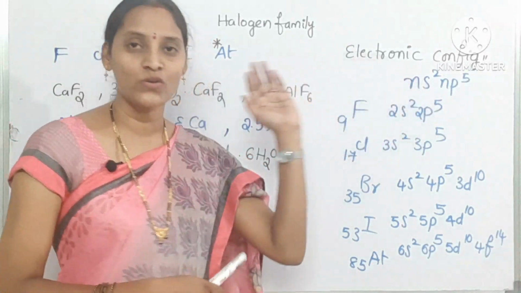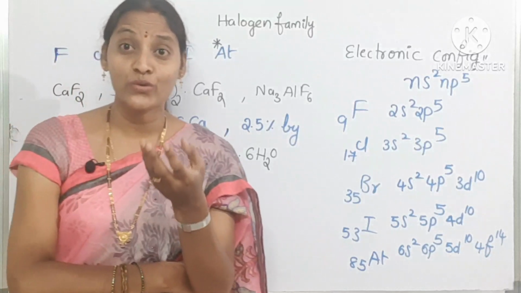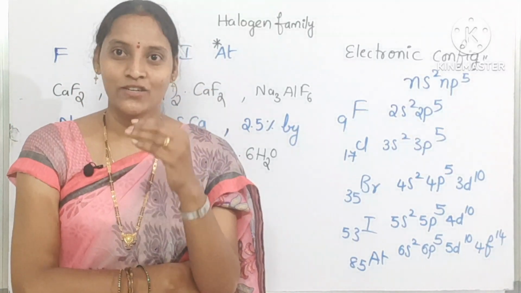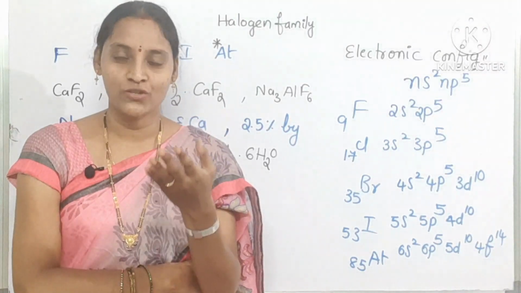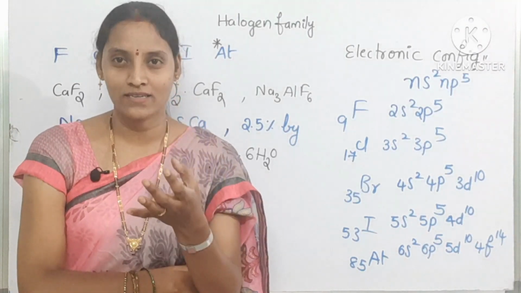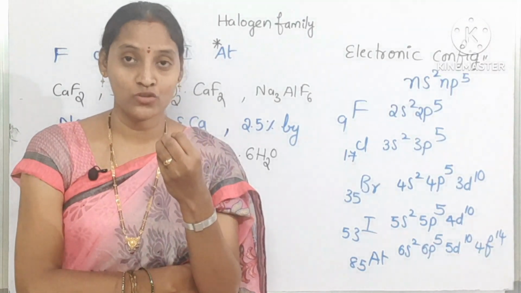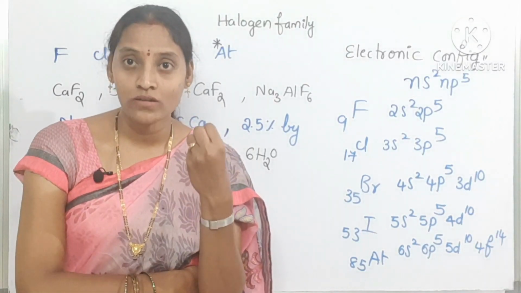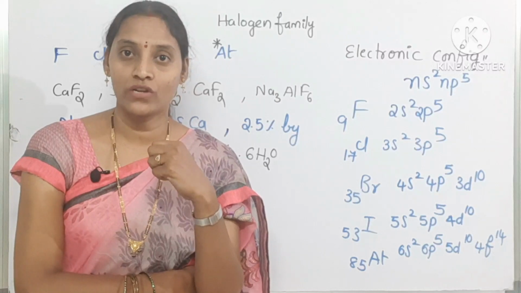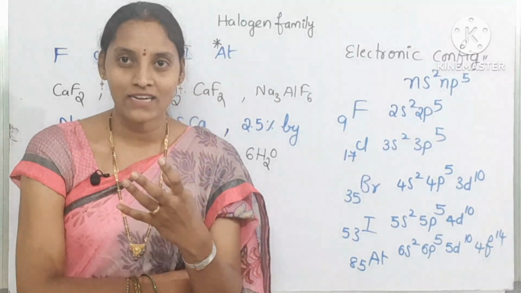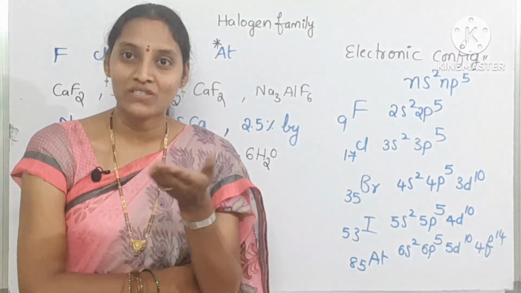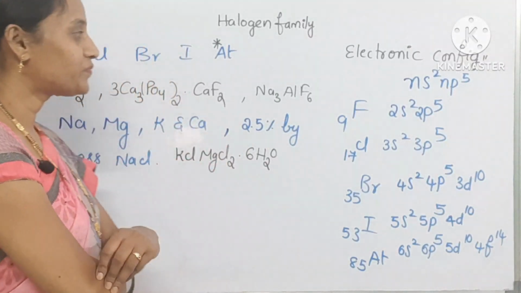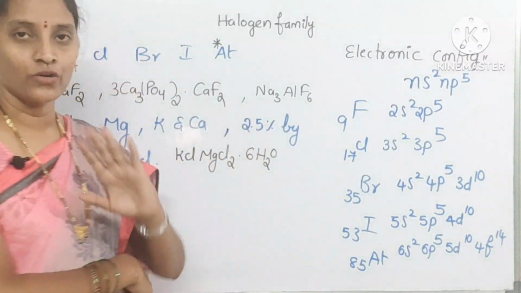By seeing this outer shell electronic configuration, what have you decided here? Only one electron less to get octet configuration, so these are highly reactive. Because of one electron less, they always try to get that one electron and attain noble gas configuration, so these are highly reactive when compared to the other elements present in their respective periods. Okay, this is about electronic configuration.